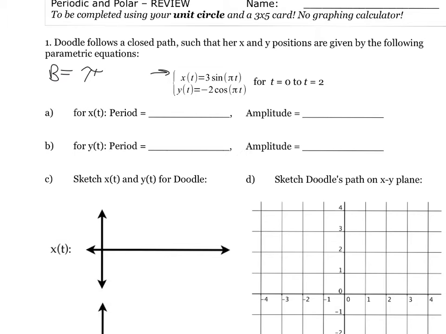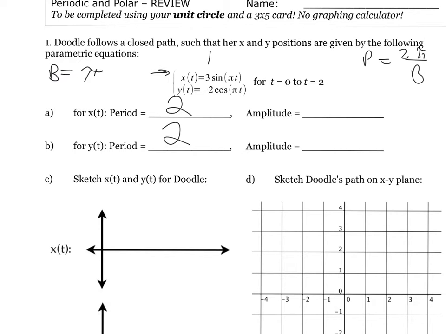Nope, it's not. You can figure out the period for a sine function or cosine function by using this little equation. Period is equal to 2 pi divided by the b value. This is if you're in radians, which we are at this point. So our b value is pi, so 2 pi over pi is just 2. If you look at the y equation, negative 2 cosine of pi t, we would use the same equation to figure out its period, and its period is also 2.